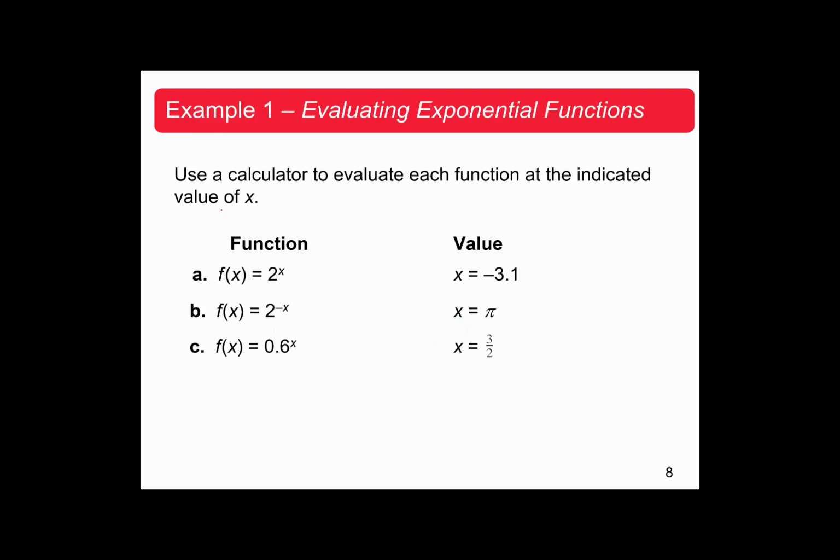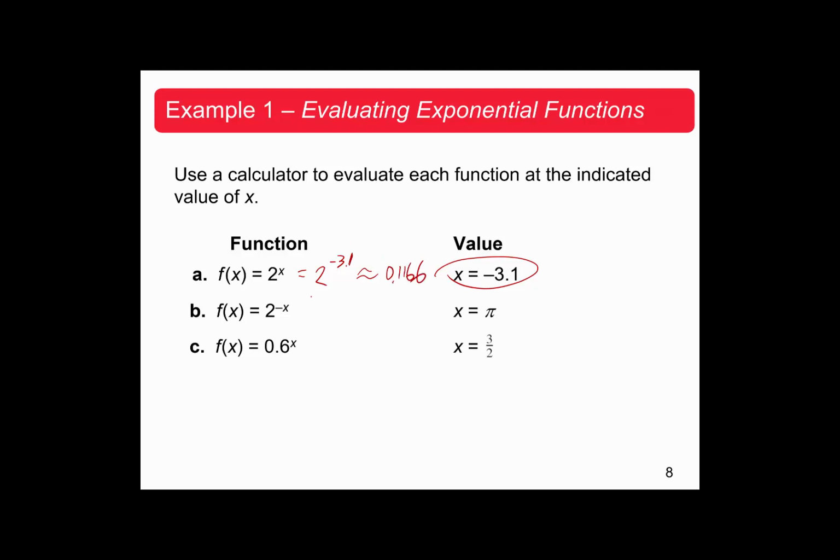If you want to find the y value for a given x value, let's say x equals negative 3.1, so it's 2 raised to negative 3.1. Typically you put it into the calculator, and the calculator will give you an approximate answer. For the first one, 2 raised to negative 3.1 turned out to be approximately 0.1166.